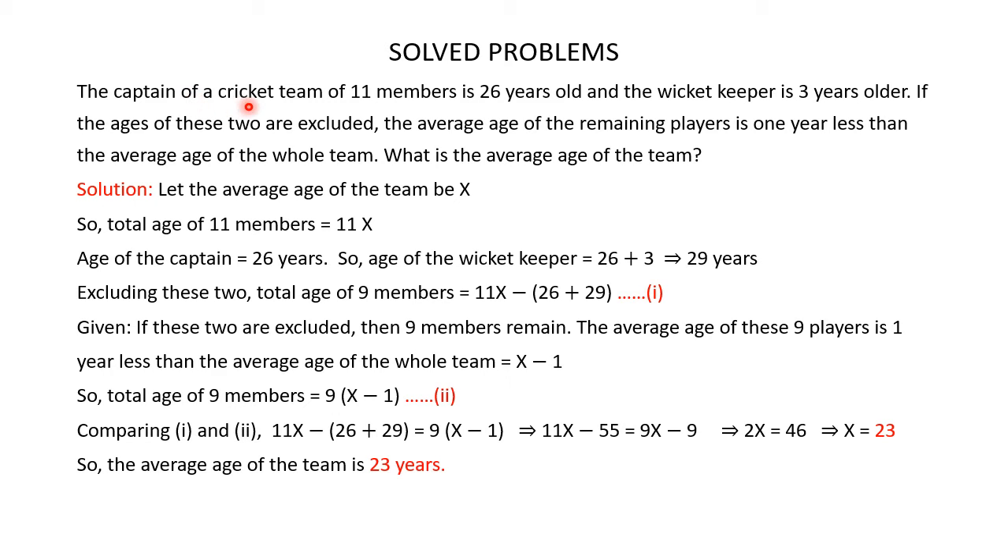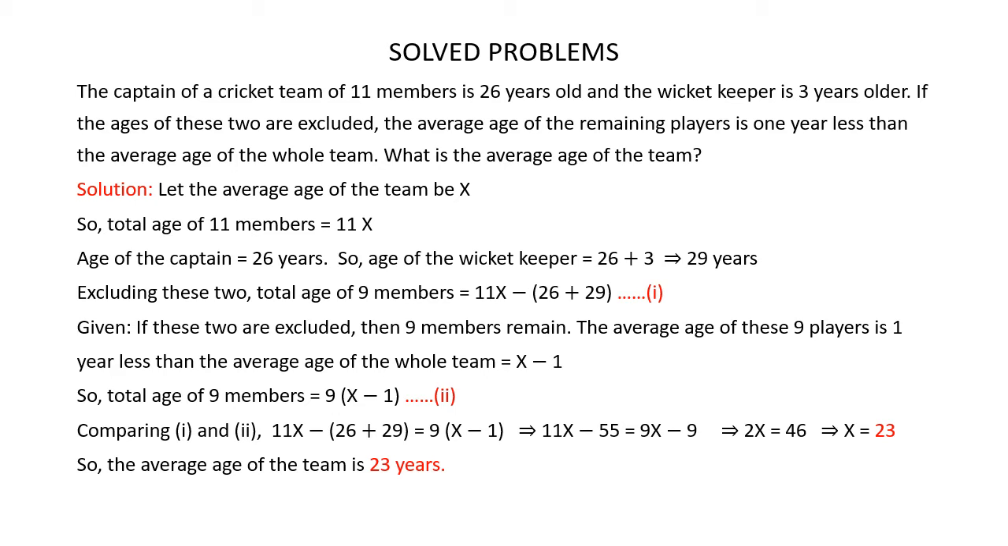The captain of a cricket team of 11 members is 26 years old and the wicket keeper is 3 years older. If the ages of these two are excluded, the average age of the remaining players is 1 year less than the average age of the whole team. What is the average age of the team?